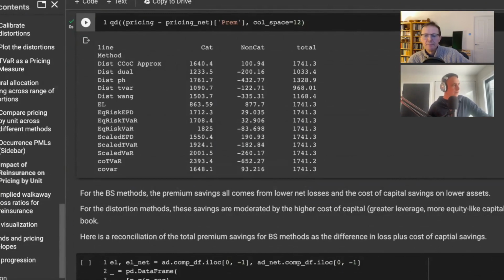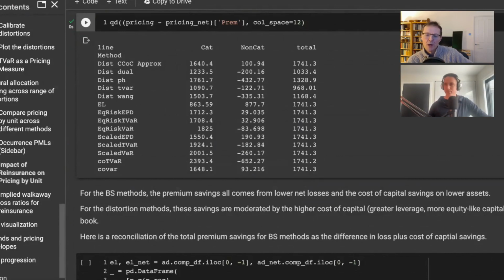Okay. Yeah, I'm still working through this concept of the premium allocation to the non-cat line being larger in dollars with cat reinsurance than the premium allocation is without it. Am I phrasing that properly? Is that what I'm saying here? Yeah. Mm-hmm. Right.